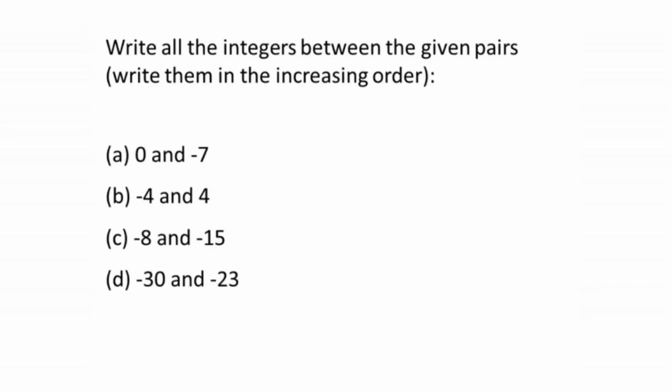Write all the integers between the given pairs. Write them in increasing order. The first one, 0 and minus 7. Second one, minus 4 and 4. Third one, minus 8 and minus 15. And the last one, minus 30 and minus 23.